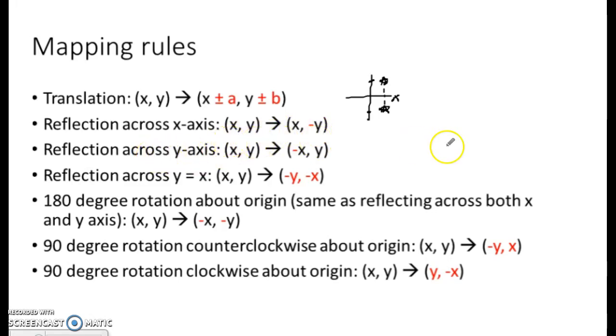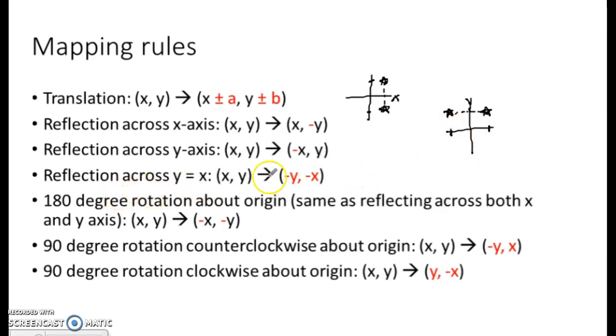Same concept, when you're reflecting across the y-axis, the y value is going to stay the same and the x is going to change signs. So for example, if you had your star over here and you were reflecting across the y, it would end up over here. And I hope you notice that the y value is the same. The only thing that's changed is x went from positive to negative.